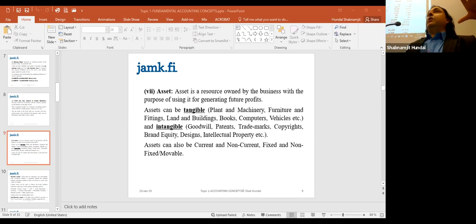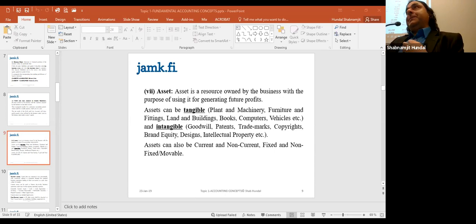Imagine I buy a building and give it on rent. The building is my asset, which will be shown in the balance sheet. But the rent which I get will be in the income statement, my revenue.